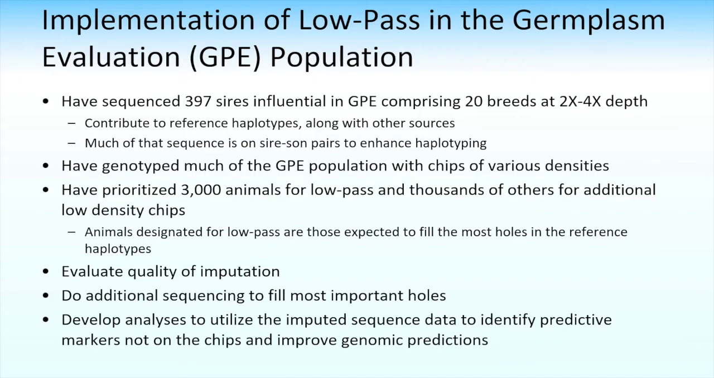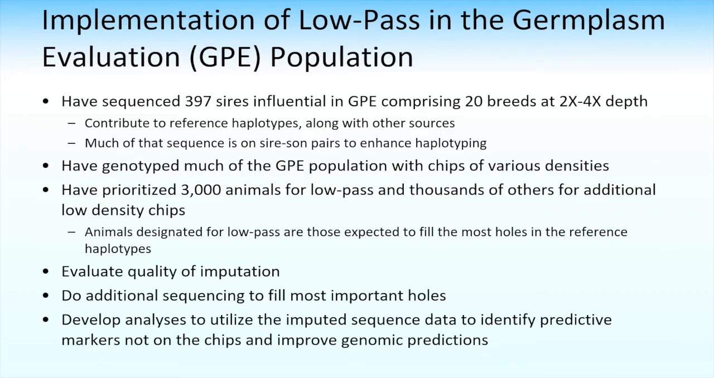Those have already contributed to the reference haplotypes that are being used along with other sources. And much of that sequence is on sire-son pairs to enhance the efficiency of haplotyping. We've genotyped much of the GP population already with chips of various densities. We've prioritized 3,000 animals for low-pass sequencing and several thousand others for additional low-density chips. The animals designated for low-pass are those expected to fill the most holes in the reference haplotypes.